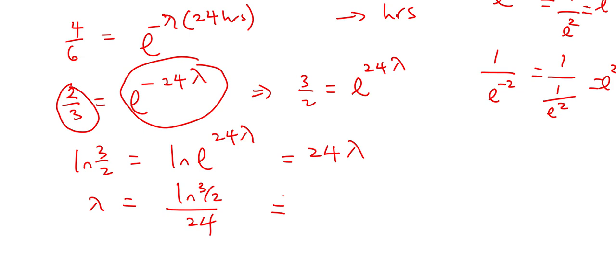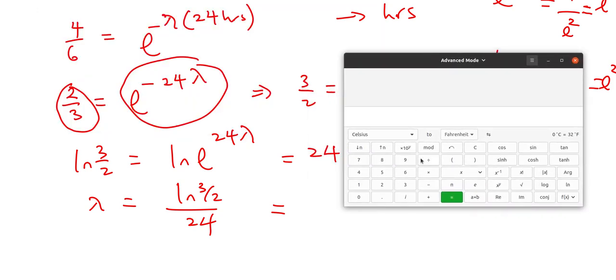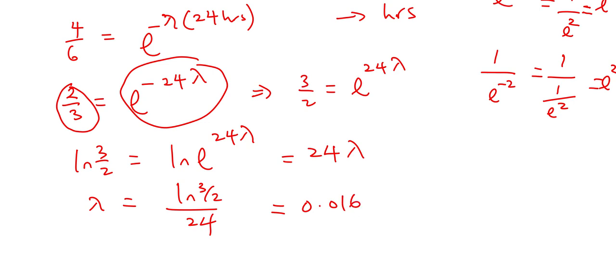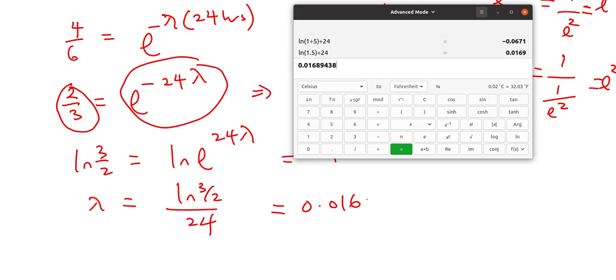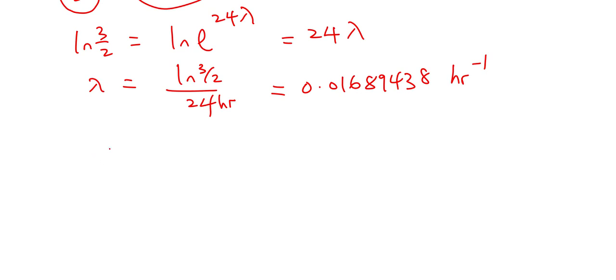So what is ln 3 over 2 divided by 24? Okay, so let's take out the calculator and take ln 3 over 2, which is 1.5, divided by 24. So that is 0.01689438, and this 24 is in hours. Okay, don't forget. So this will be per hour. That is the decay constant.